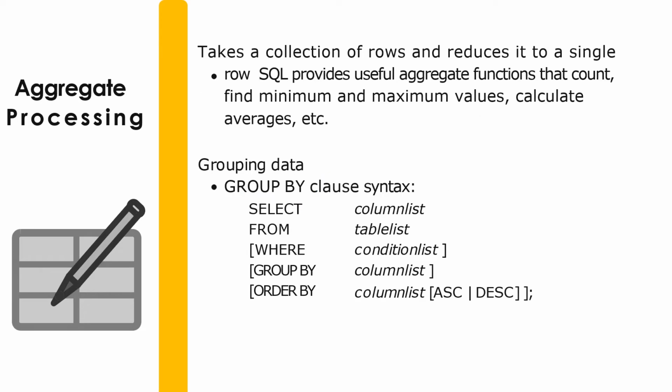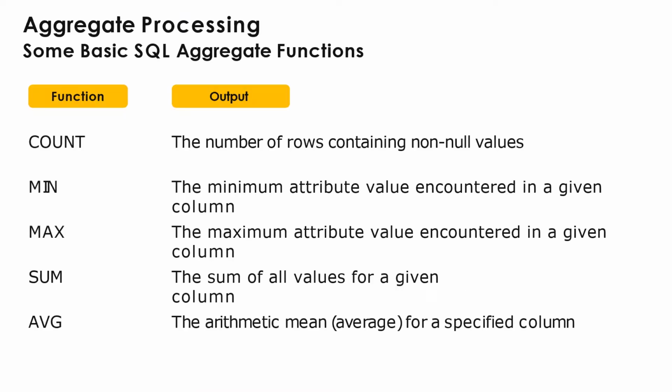SQL supports aggregate processing. With aggregate processing, we are taking a collection of rows and reducing it to a single row. SQL provides useful aggregate functions that count, find the maximum and minimum values, calculate averages, and some others. To do aggregate processing, we need to group our data first, using the group by clause syntax. The following table summarizes some basic SQL aggregate functions.